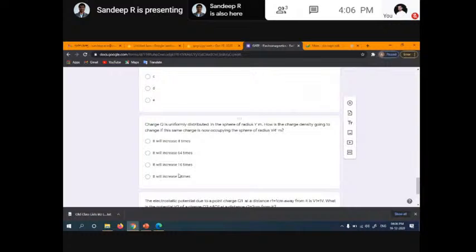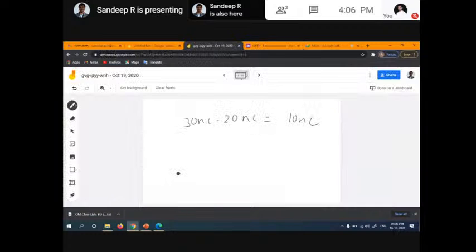Finally, the charge Q is uniformly distributed in a sphere of radius R. How is the charge density going to change if the same charge is occupying a sphere of radius R by 4? So let me go to the Jamboard. First, it was occupying a complete sphere of some radius R. Now they are asking how the charge density will change. We know that the volume of the sphere is 4/3 pi R cube, right?